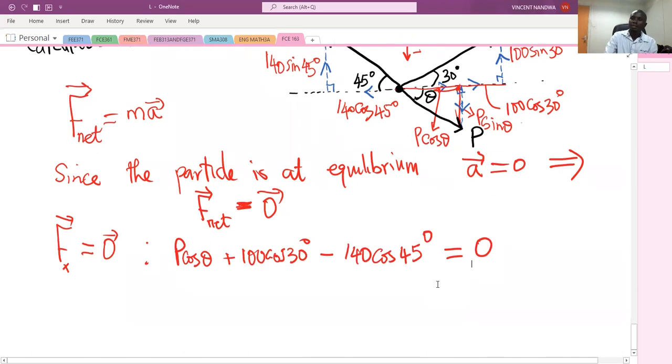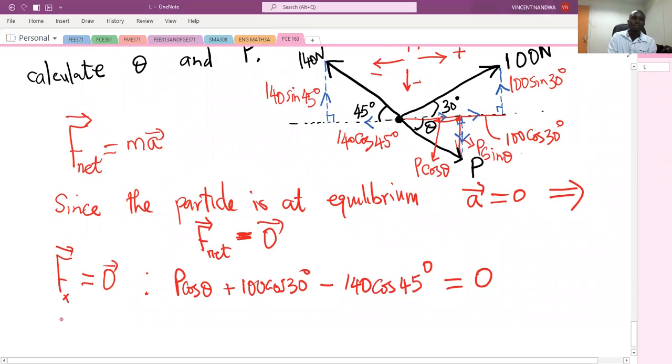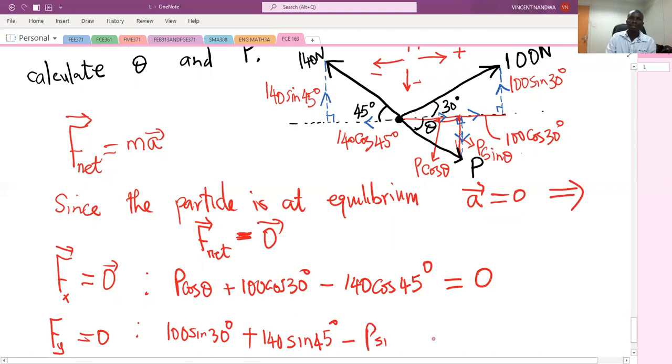And then for the vertical direction, the net force in the vertical direction is 0. So we'll have, this one will be 100 sine of 30 degrees. This is also going up, positive 140 sine 45 degrees. But this one is going in the downward direction, so it is negative. So minus P sine of theta should give us 0. Call this equation 1, call this one equation 2.